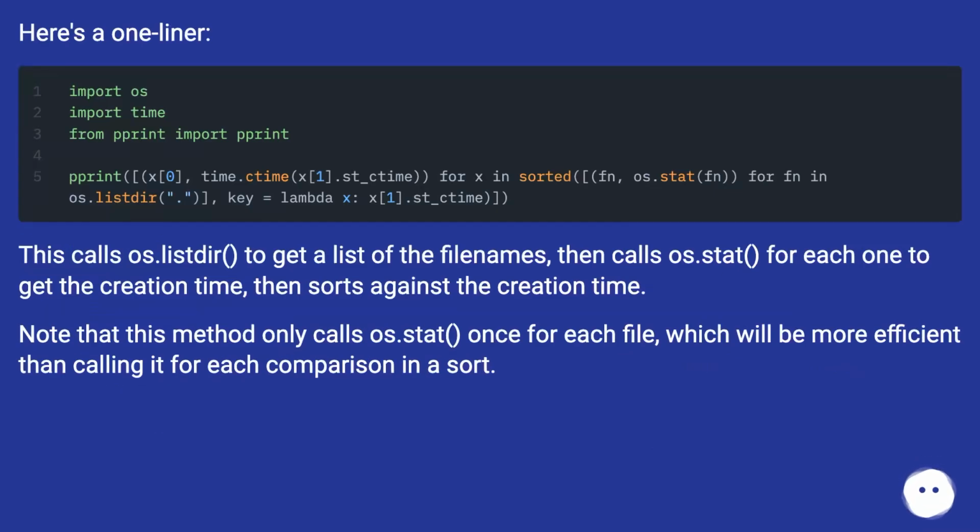Here's a one-liner. This calls os.listdir to get a list of the file names, then calls os.stat for each one to get the creation time, then sorts against the creation time. Note that this method only calls os.stat once for each file, which will be more efficient than calling it for each comparison in a sort.